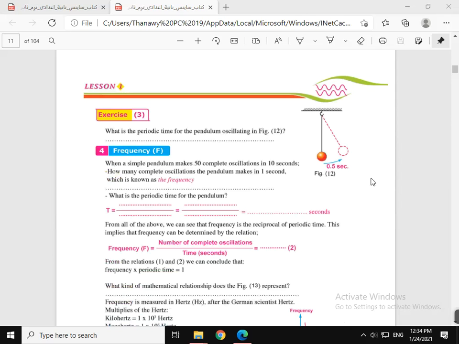Exercise 3. What is the periodic time for the pendulum oscillating in figure 12? Here we have the time of one amplitude. To know the time of one complete oscillation, we must multiply the time of one amplitude by 4. So 0.5 times 4 equals 2 seconds. So the periodic time, which is the time taken by an oscillating body to make one complete oscillation, is 2 seconds.